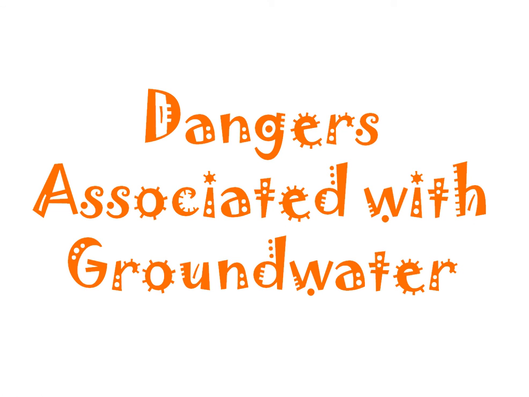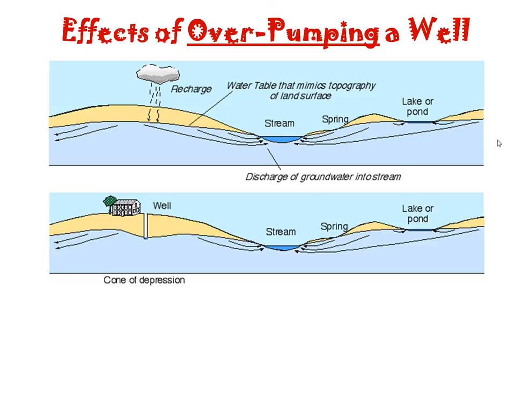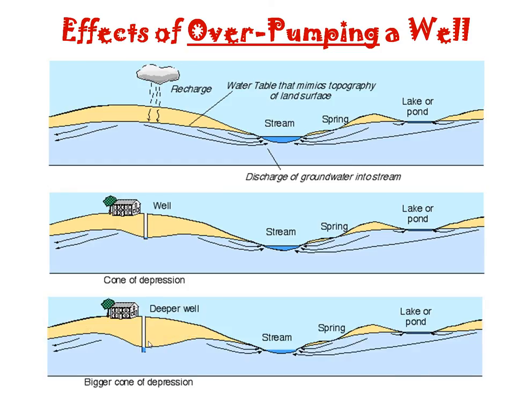Some dangers associated with groundwater. Overpumping is a big one, especially if you go out west. You have a normal water table. You pull out a well, and you get a cone of depression. And if the cone of depression is too great, you have to dig deeper and deeper, and that lowers the surface of the stream and possibly springs and ponds nearby.